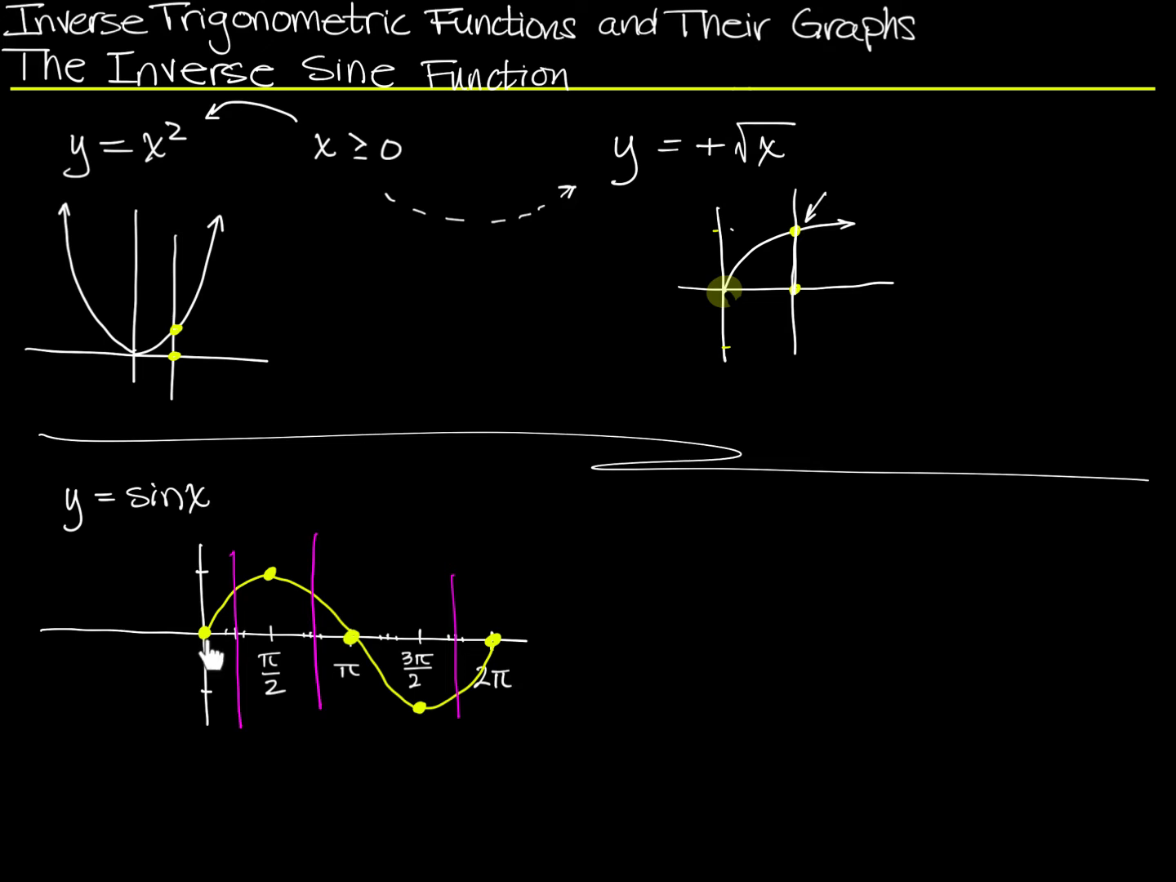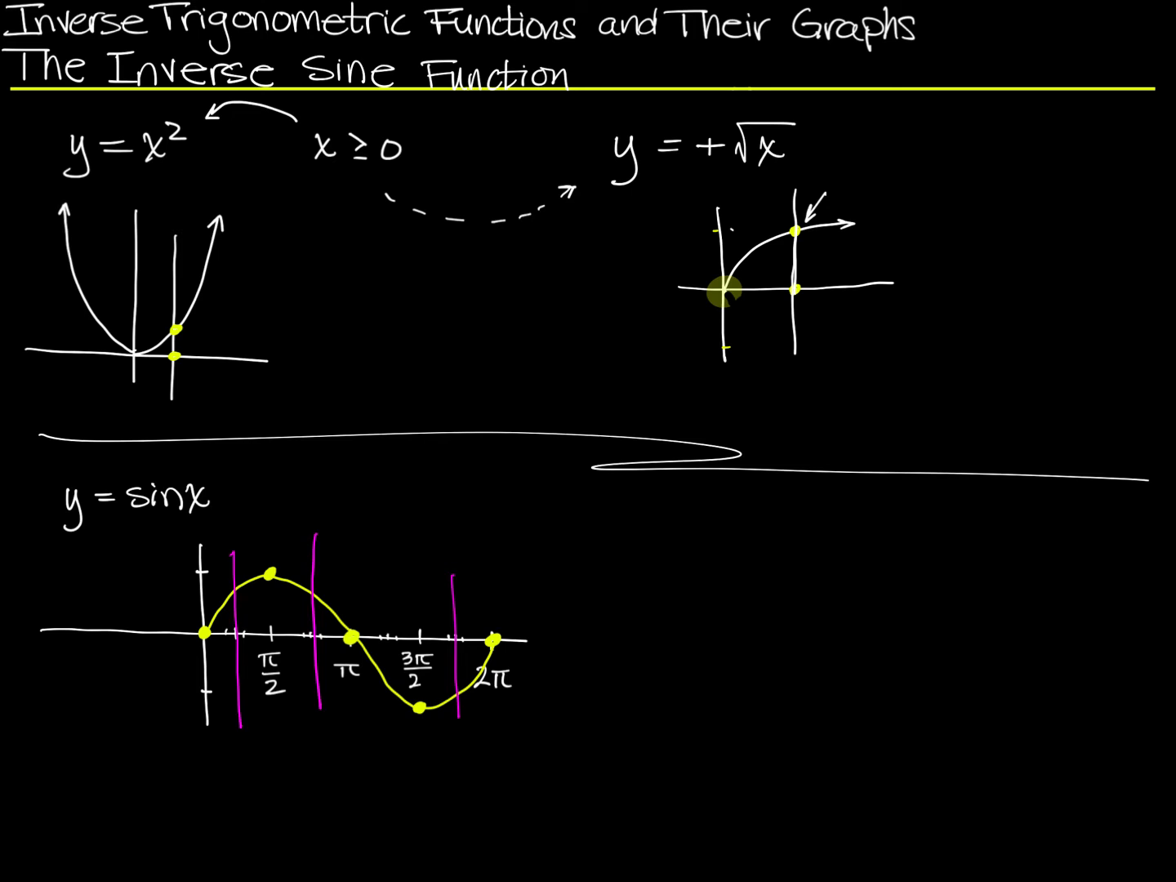And that's true not only between 0 and 2 pi, but everywhere, because this pattern keeps going on forever in both directions. So we don't have to restrict the domain of sine at all, as long as we're interested only in the sine. But if we want to find the inverse of sine, we have something else we need to consider. Let's go back up to x squared.